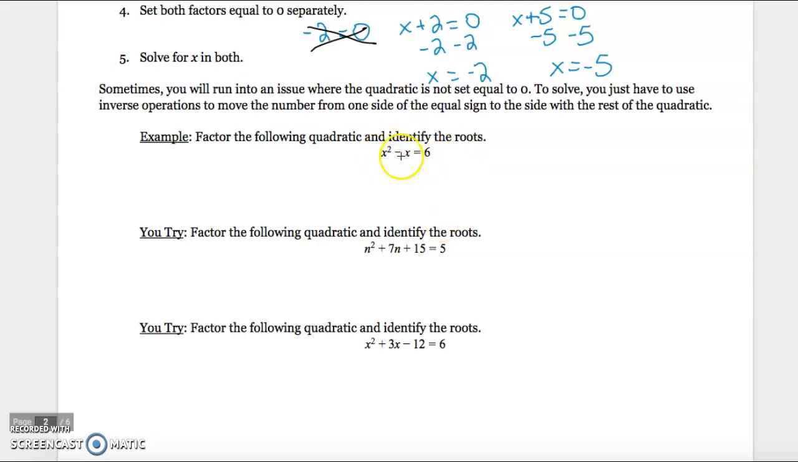In the scenario of x squared minus x equals 6, this 6 is my problem causer, so I'm going to go ahead and subtract 6 from both sides. That way I get an x squared minus x, actually, I'm going to write it over here.